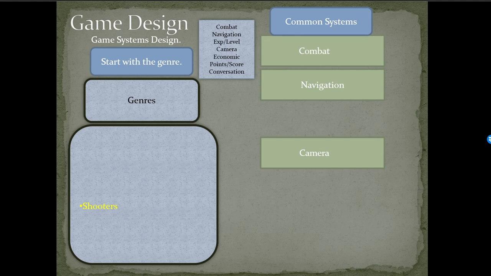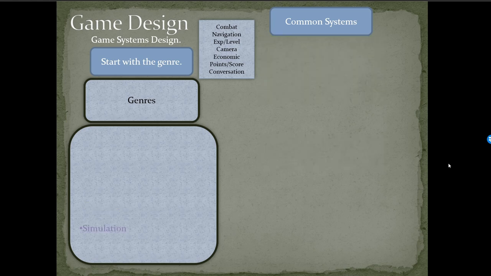One system that's not on here is the multiplayer system and how you interact with other people and chat and things like that. But that would be a system that you would see in a lot of shooters these days. More of them are starting to have leveling systems and experience systems. So that's also something that's new to the shooter genre within the last, I'd say, 10 years. Next up, simulation. What systems might you expect to see in a simulation?